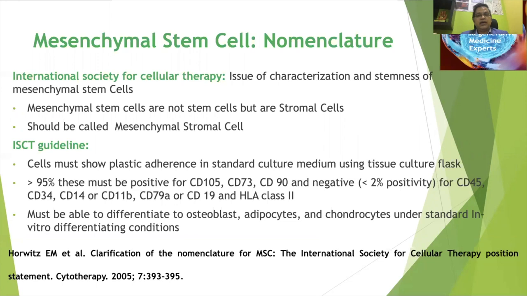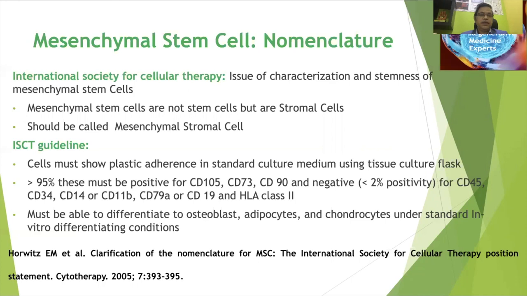And this led to the problem of characterization, like what are the actual cells which we can say are mesenchymal stem cells. The International Society for Cellular Therapy took this issue and came up with some guidelines. They said that the mesenchymal stem cells are not stem cells, they are stromal cells. Stromal cells are actually the supporting connective tissue cells, which are present in most of our organs and tissues in our human body. So they changed the term from mesenchymal stem cell to mesenchymal stromal cells.